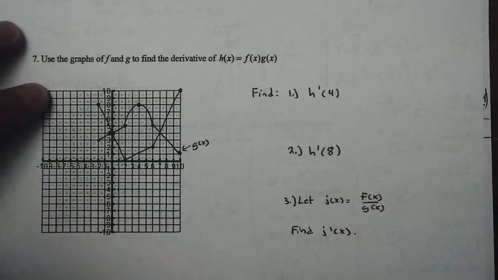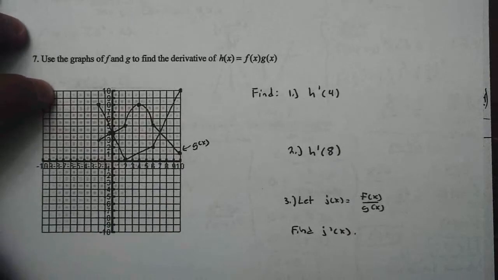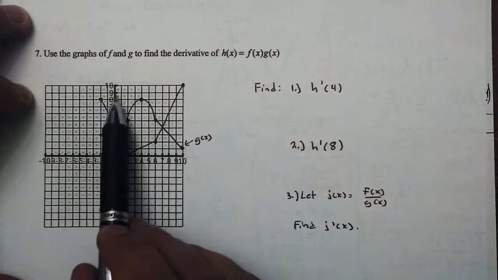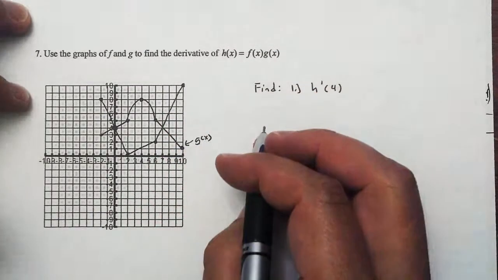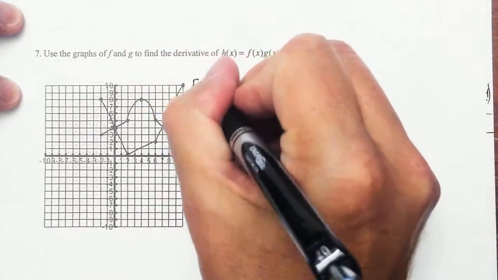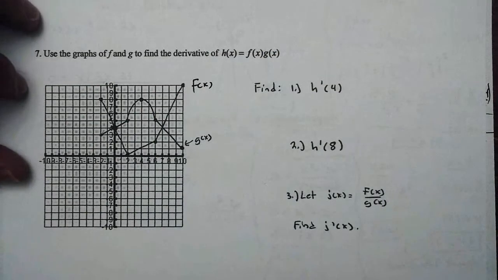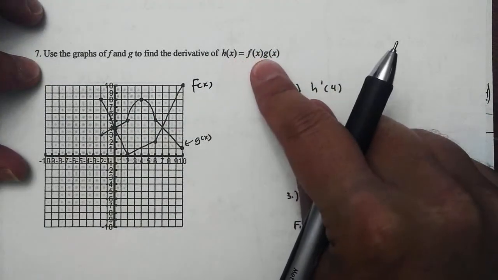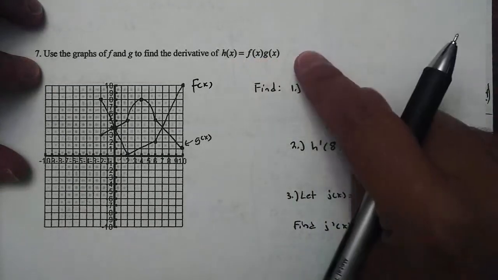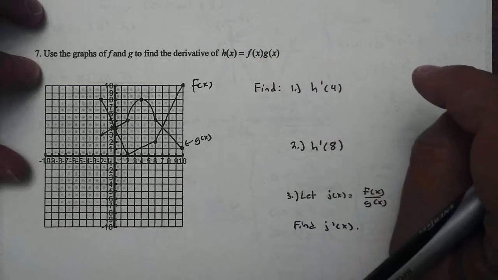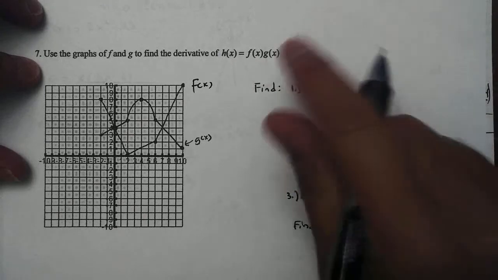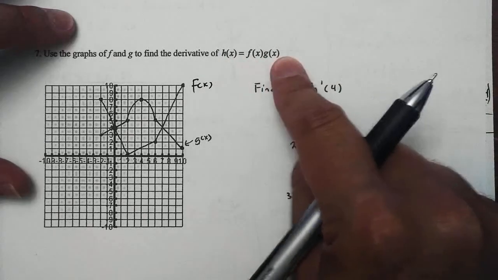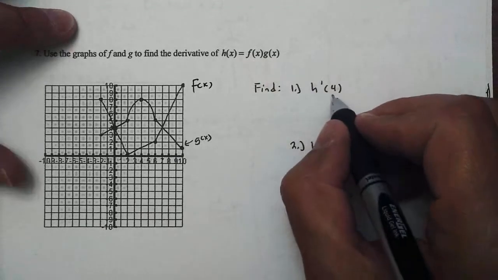Okay, this is how the AP likes to ask product and quotient rules and everything. So it says, use a graph of f and g. Whoops, I forgot to put f on there. F is the top function. There we go. To find the derivative of h of x equals f of x times g of x. So let's see here. We want h of x equals f of x times g of x. So we want to find h prime of 4.